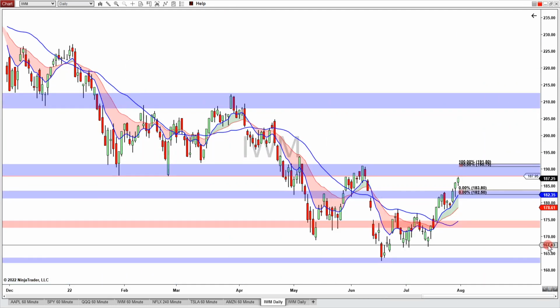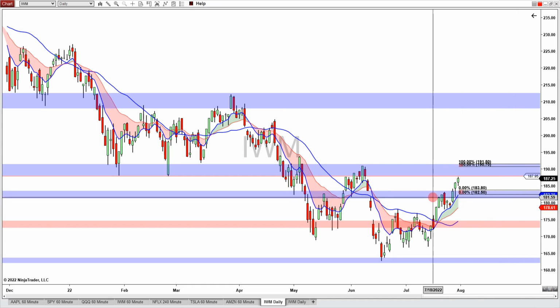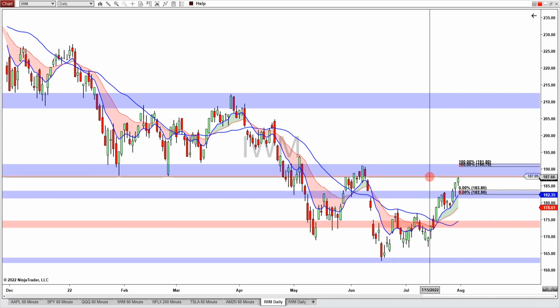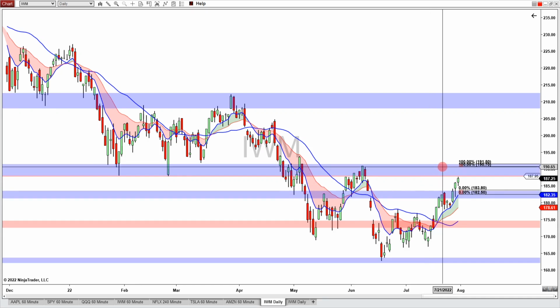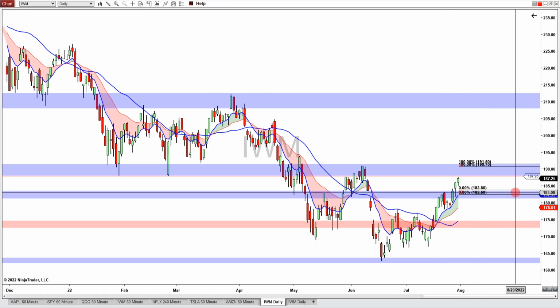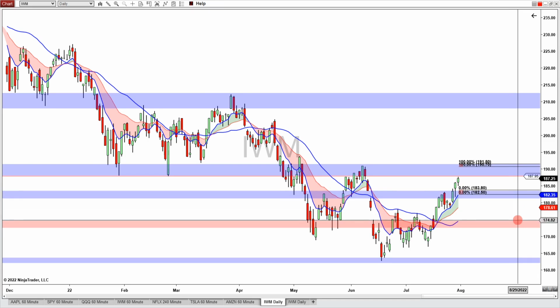On this daily chart of the IWM, we see the price has moved up above this resistance zone and up to near this potential resistance zone near 188. Above this zone is the upper range of the weekly expected move between 191.50 and 190.70. And right on this potential support zone is the lower range of the weekly expected move between 183.80 and 182.80. And below it is this potential support zone near 175.